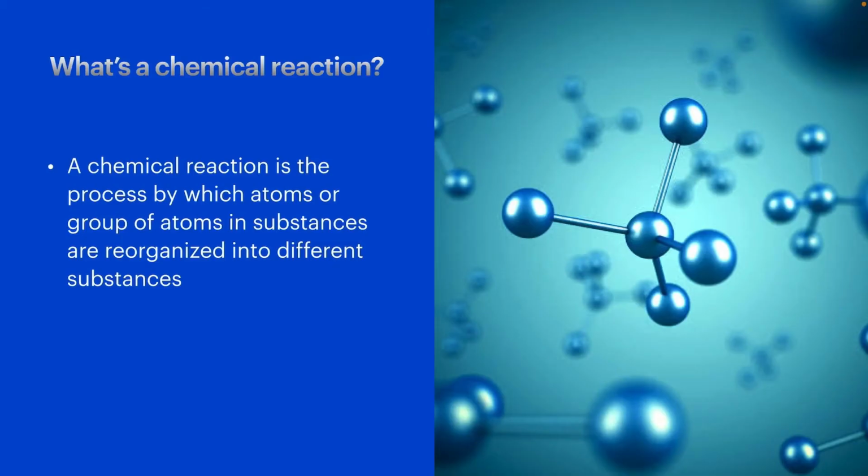Now, what's a chemical reaction? Well, a chemical reaction is a process by which atoms or groups of atoms in substances are reorganized into different substances. As you can see in this photo, you can see all those atoms, they're in groups and they reorganize.